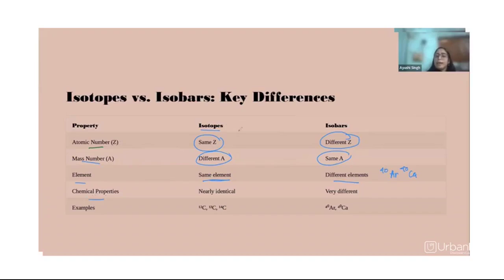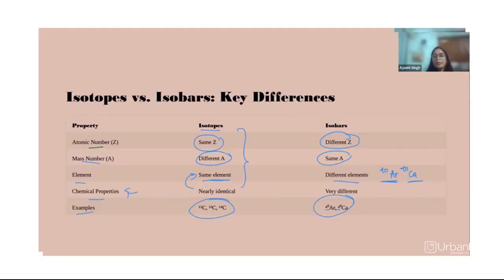As for chemical properties, isotopes will have almost the same kind of properties because they are made up of the same element, right? But since the elements of isobars are completely different, the chemical properties of isobars will be completely different and new. Okay, for examples of isotopes, you can take carbon, hydrogen, or iodine, any example you can pick. And for isobars, here is the example. This is 40, okay? 40.